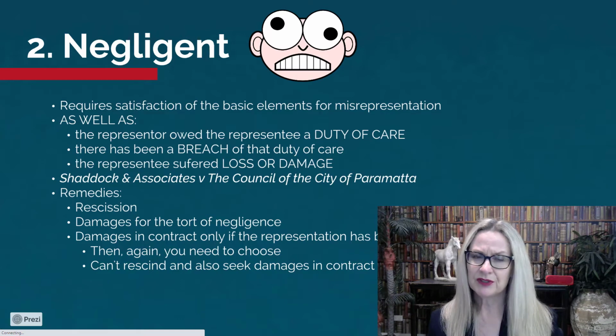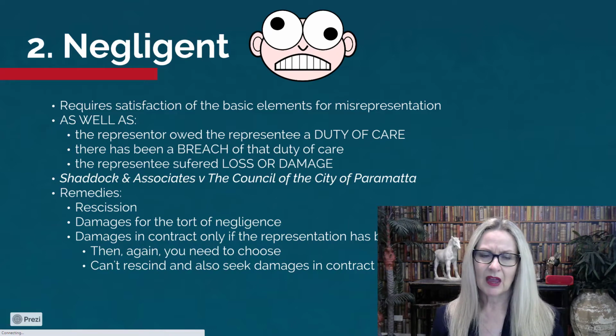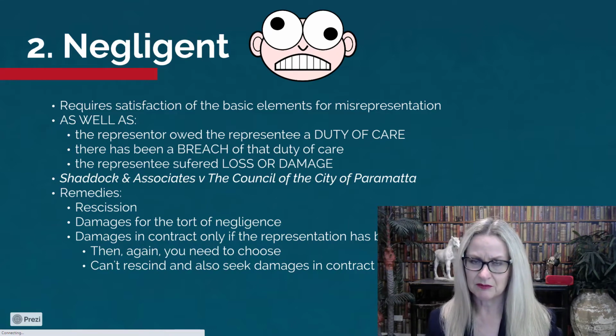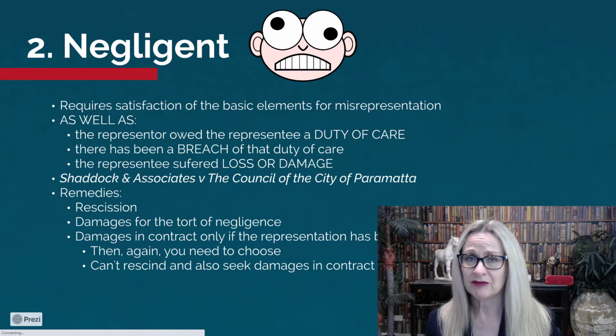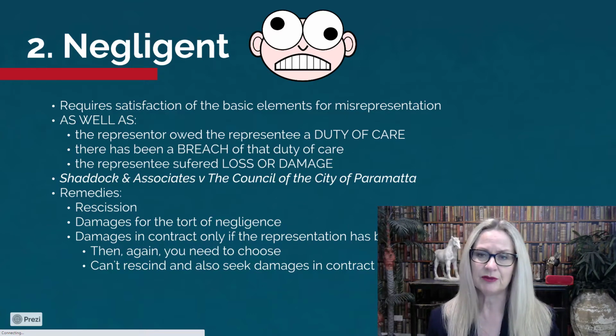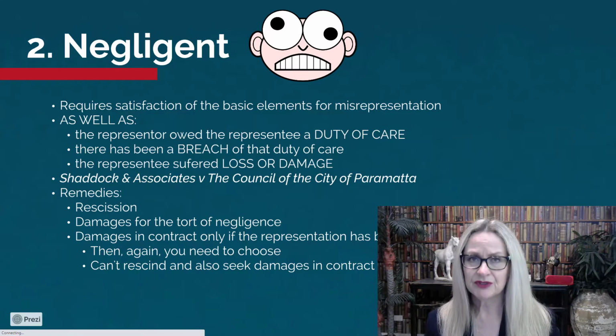It arose really in the 60s, was refined up through the 80s, and it requires the satisfaction of the same elements of misrepresentation as well as those for negligence. That is, you need to show that the representor owed the representee a duty of care. That is, they were held out as being responsible for providing some kind of information, for example, and they realised that the other person was relying on them for that information. There's been a breach of the duty of care and there's consequent loss.